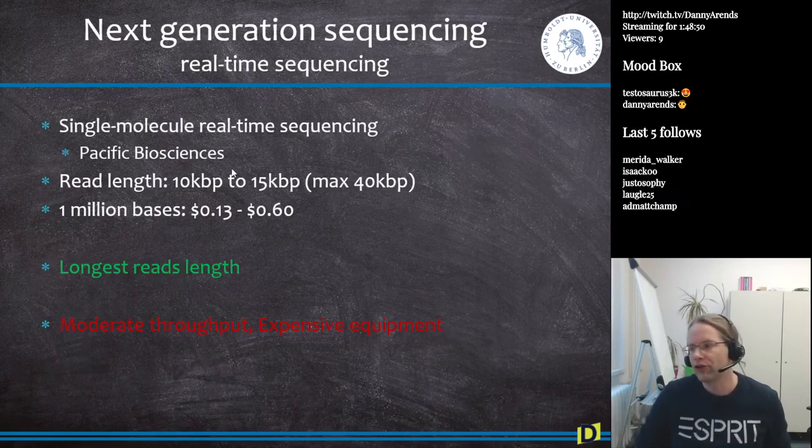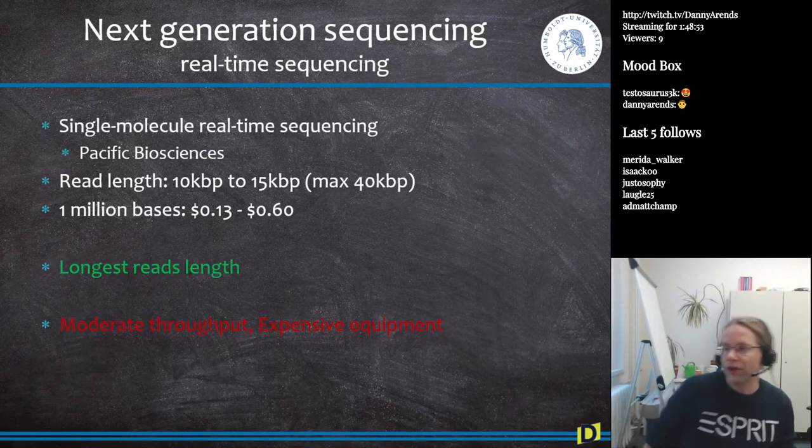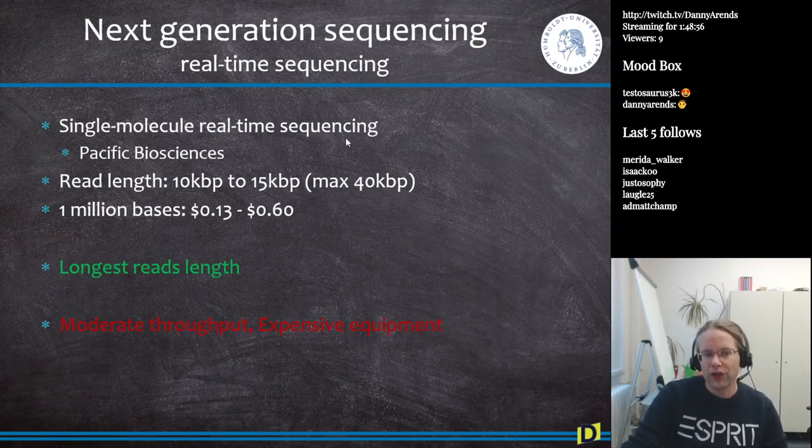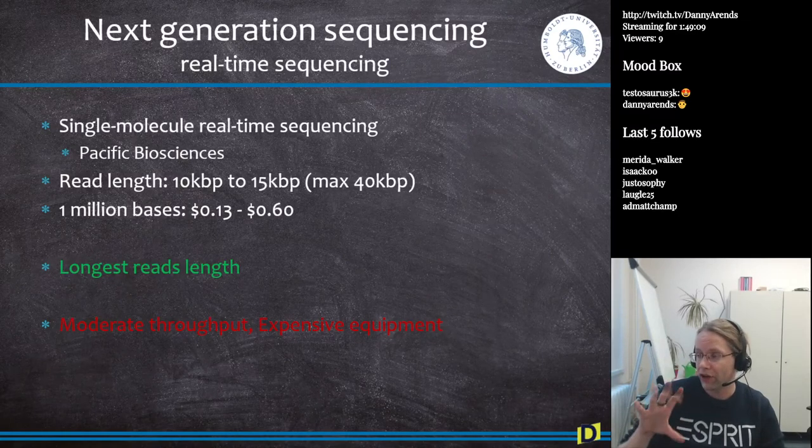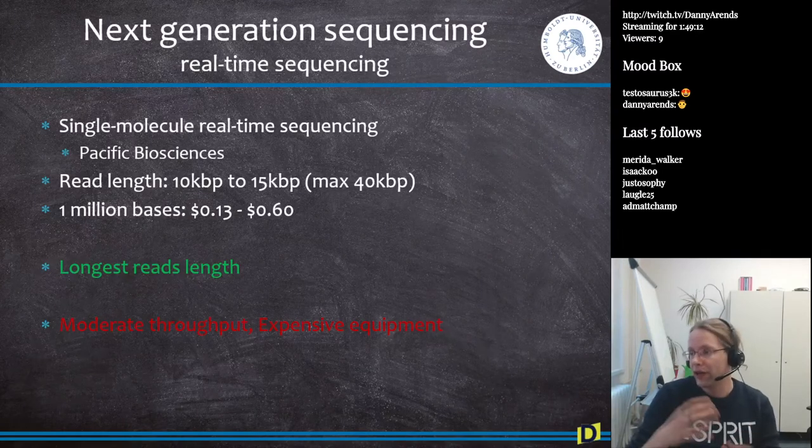So just as a little summary, for each of the sequencing technologies, I made one of these little slides. So it's single molecule real-time sequencing. It's developed by Pacific Biosciences. The read length is really, really long. You can get 10,000 base pairs to 15,000 base pairs in a row, because this thing does like 1,000 per minute, and you can keep the reaction going for like 15 minutes, even up to 40 minutes sometimes, but it is very uncommon to get 40,000 base pairs from a single sequencing run. So 1 million base pairs of sequencing will cost you between $13 and $60.